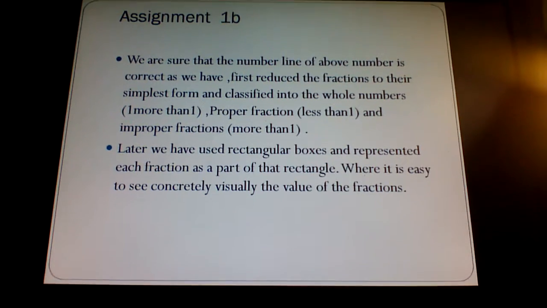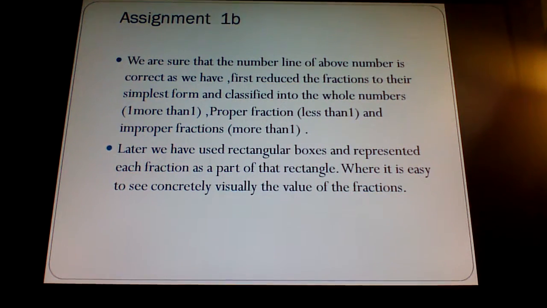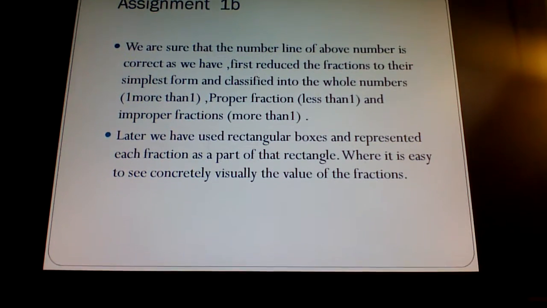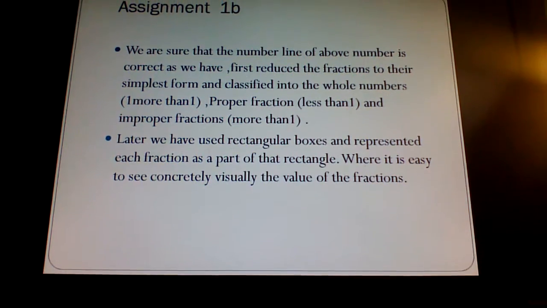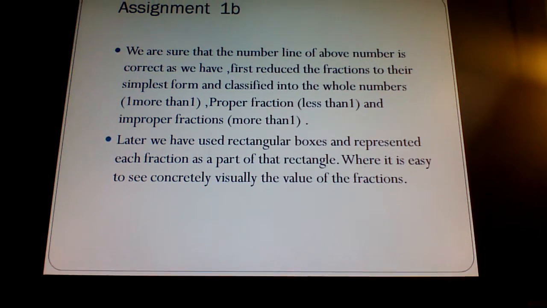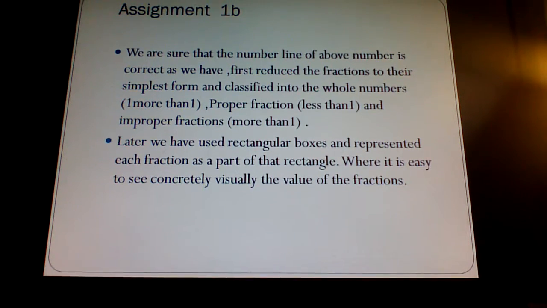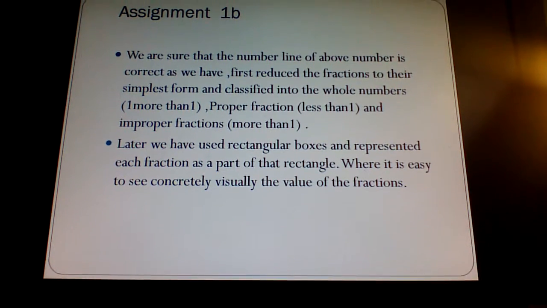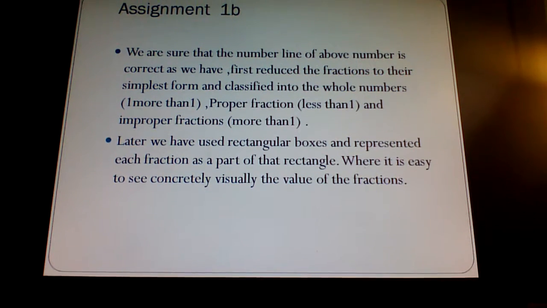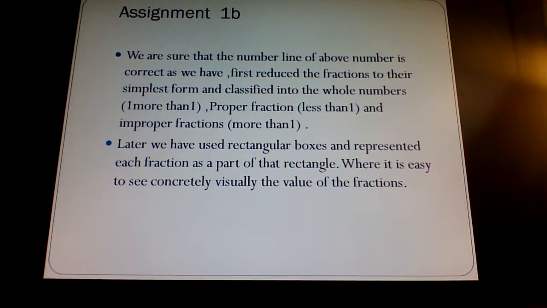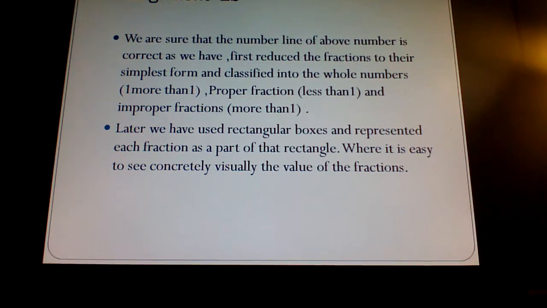Assignment 1B was to ensure that the number line was correct, and this could be possible by first reducing the fraction to the simplest form and classifying them into whole numbers where the value was 1 or more than 1, proper fractions having a value of less than 1 plotted between 0 and 1, and improper fractions having a value of more than 1. Later we used rectangular boxes and represented each fraction as a part of a rectangle, where it was easy to see concretely and visually the value of each fraction.